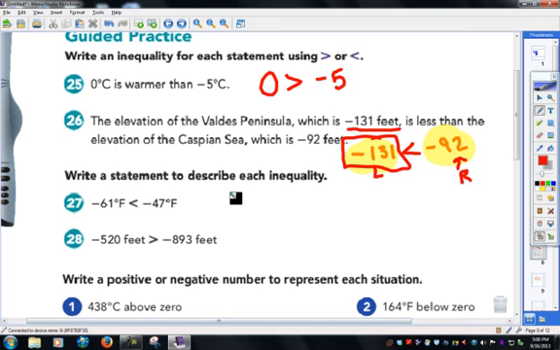So as the number gets larger, I mean 131, even though that is getting larger, it's got that negative sign, so the number is actually getting smaller.